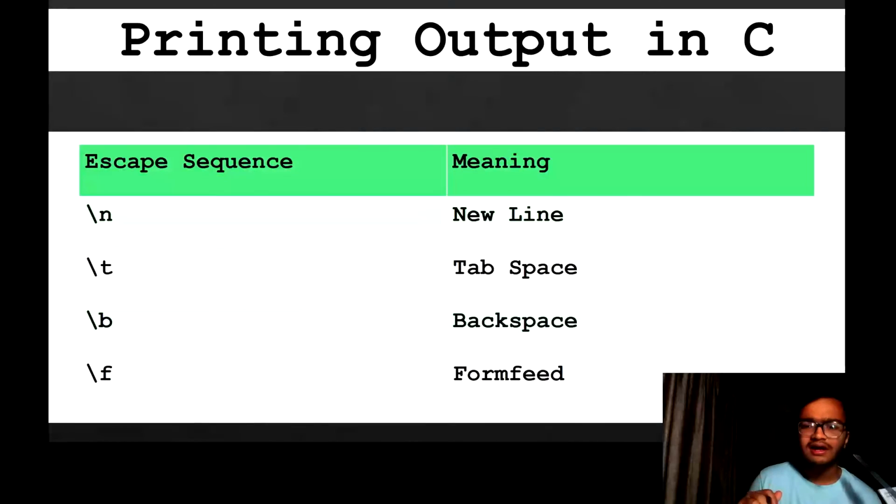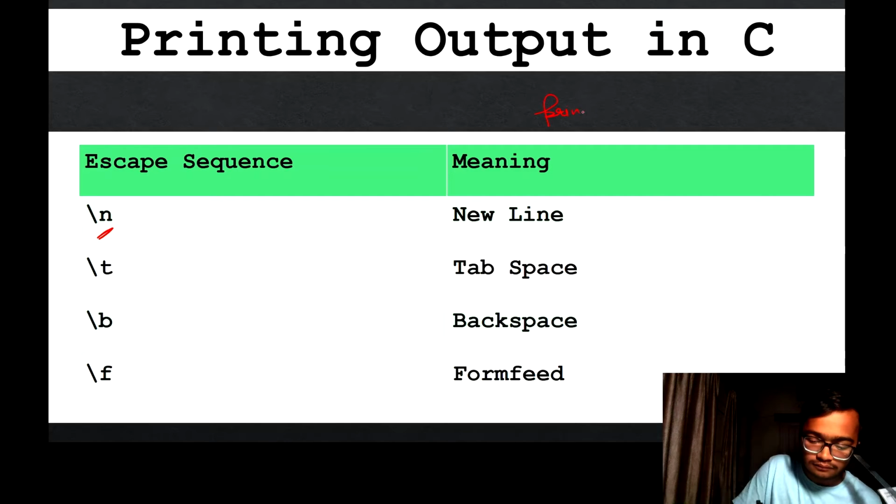Here I have a list of a few escape sequences. The first one we have here is backslash n. So what does backslash n do? When the compiler finds backslash n in the quotes part of the printf, and in the quotes part the escape sequences are generally placed.